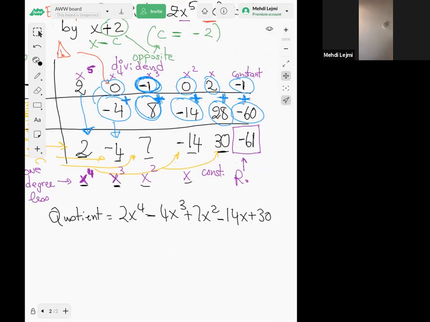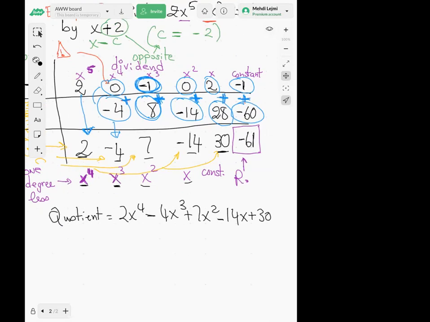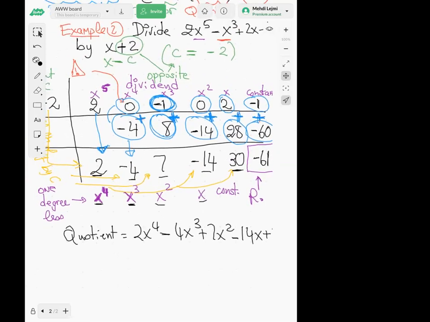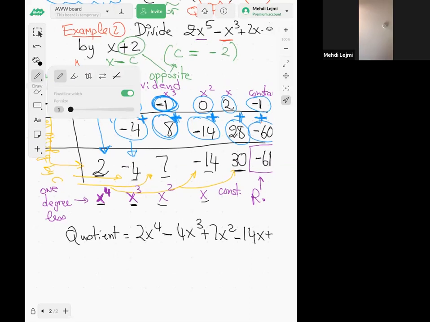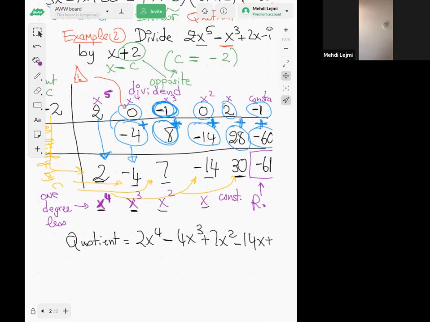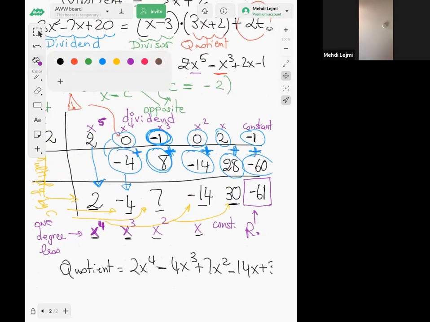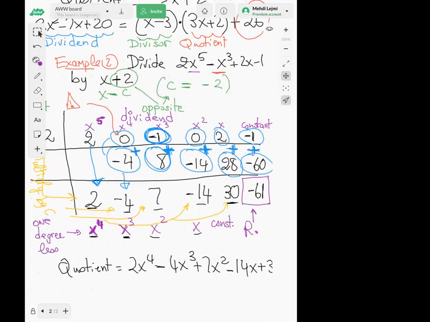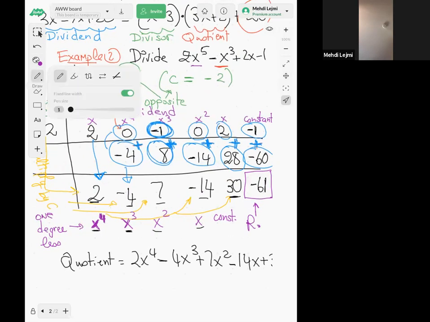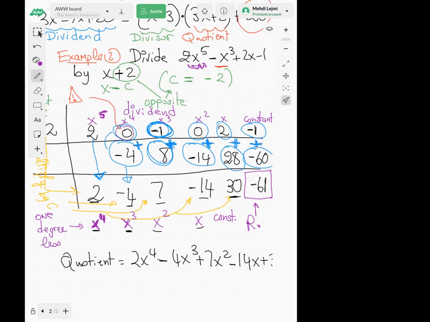I got a question. The zero, like on the top, where do you get that from? Because the dividend starts with 2x to the power 5. After power 5, we are supposed to have power 4, but there is no power 4, right? So you have to put 0.